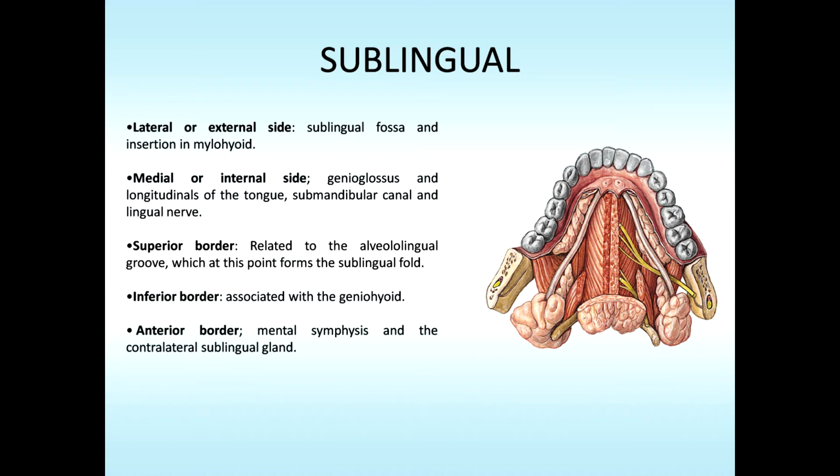We can also consider that the sublingual gland has a superior border related to the alveololingual groove, which at this point forms the sublingual fold. The inferior border is associated with the geniohyoid, and there is an anterior border towards the mental symphysis and the contralateral sublingual gland.